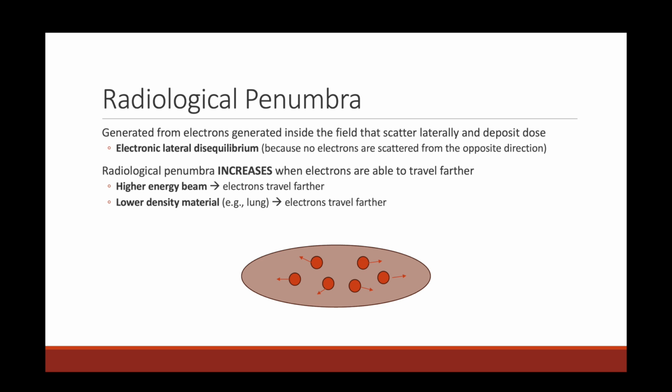So what makes our electrons able to travel further? Well, number one, if we have a higher energy beam, the electrons will travel further. And number two, if we have a lower density material such as lung, the electrons will travel further. So the radiological penumbra is going to increase with higher energy beams and lower density material, such as lung. And the bottom line is that it results from electrons that are created within the field that then scatter laterally and deposit dose. These are like stray electrons.